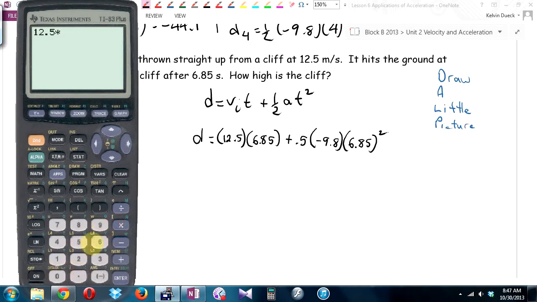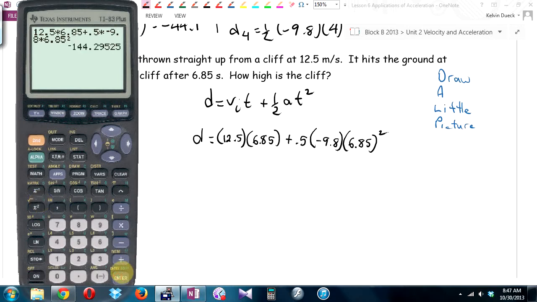12.5 times 6.85 plus 0.5 times negative 9.8 times 6.85 squared. Those of you that have crunched this, what do you notice that's a little strange about your answer? Mark? Negative. Wait a minute. Did we end up above or below from where we started? Nature is actually telling you, I know you're standing on a cliff and I know you ended up below where you started. In fact, really we didn't find a distance, we found a displacement.